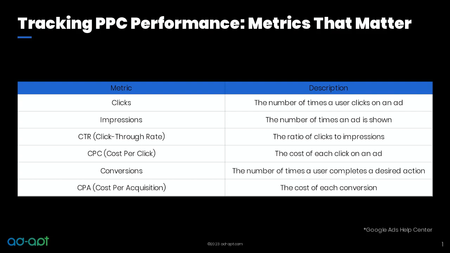So when we're looking at the metrics, you want to track how many times someone performed those key actions, and those are your conversion points. And then CPA is the cost per acquisition. Basically, how much does it cost to generate one of those key actions, those conversion points that we're tracking?